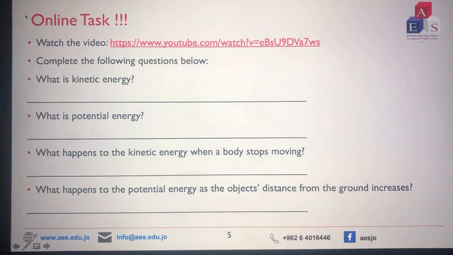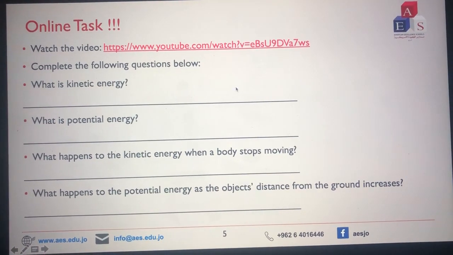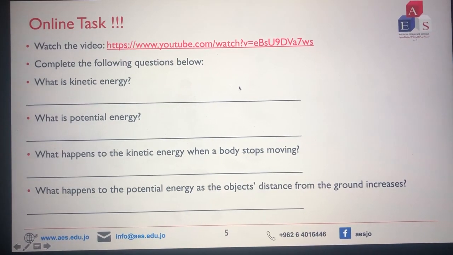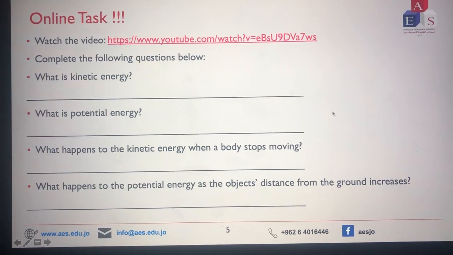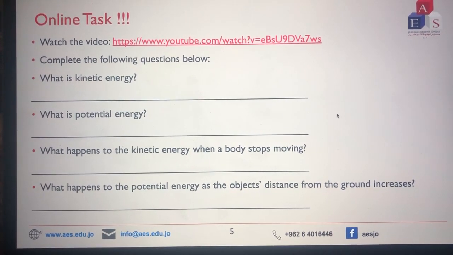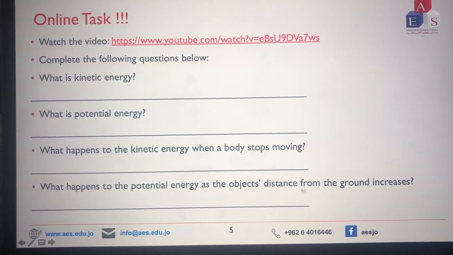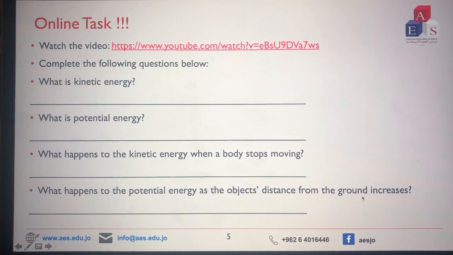So, now for the online task, you can watch the video found in this link here. And after you watch the video, please find the answer to the following questions. What is kinetic energy? What is potential energy? And what happens to kinetic energy as a body stops moving? And what happens to potential energy as the object's distance from the ground increases?